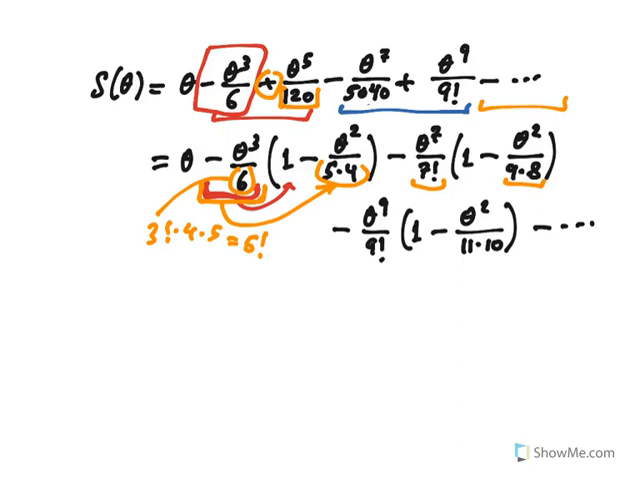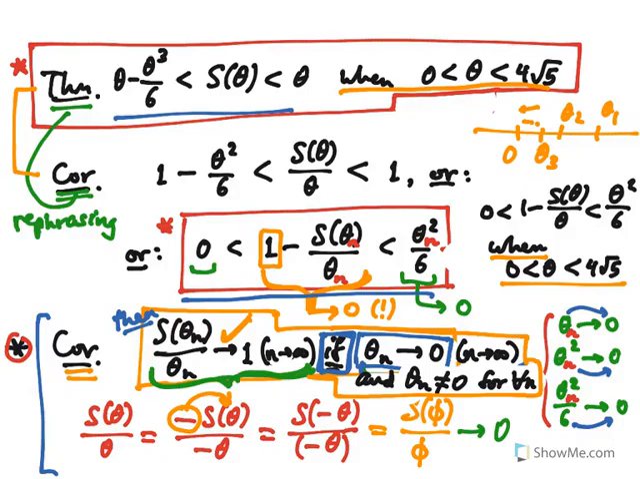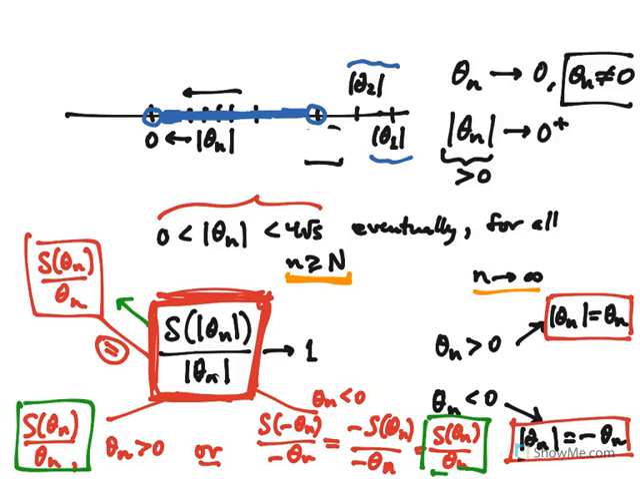And here's the key observation. If I restrict theta to be in this range, then theta squared is going to be in this range. Oh, I'm sorry. Did I make a little mistake here? Yes, I did. Sorry, it shouldn't be 4 root 5. It should be 2 root 5. Let's go back and fix that everywhere else. I just misremembered what that number was.